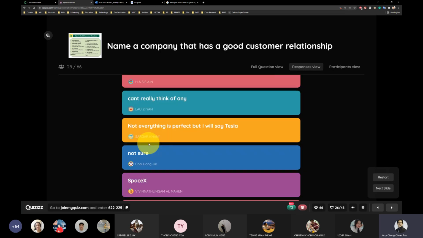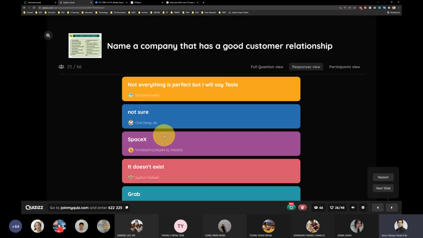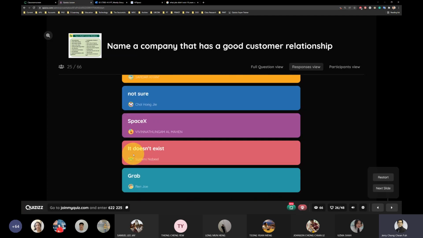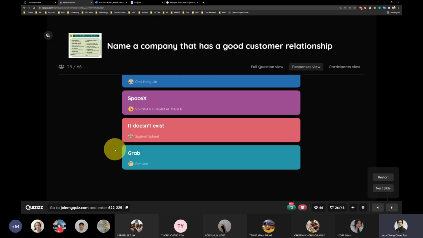ZN says, I can't think of any, not everything is perfect, but I will say Tesla. Sada, you have a Tesla? I doubt it, right? Hong Jie says, not sure. SpaceX, it doesn't exist. Wow, Shami. And Renjo comes in and says Grab again.